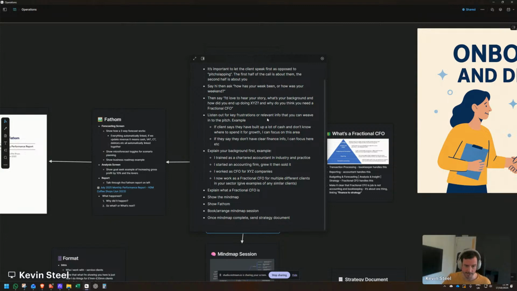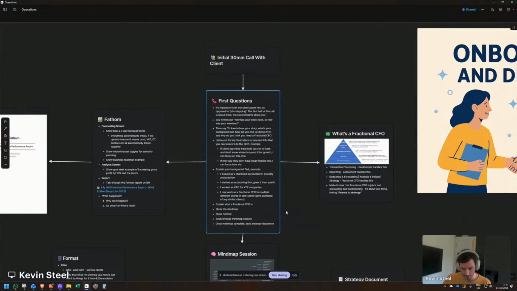The same as, for example, they might say, oh, I meet my accountant once a year. I'm a £3 million company. We get all these year-end adjustments. I don't really feel like I've got clear financial information. Then, okay, great, I can focus specifically on reporting a bit more than I normally would, because that's their key pain point. So I will explain my background, just like I did at the start here.